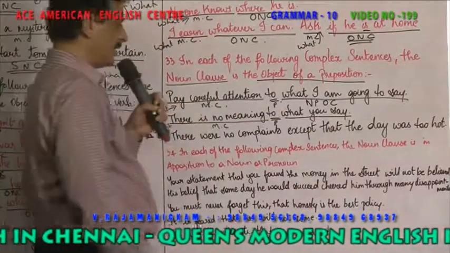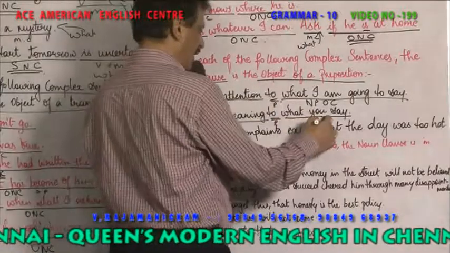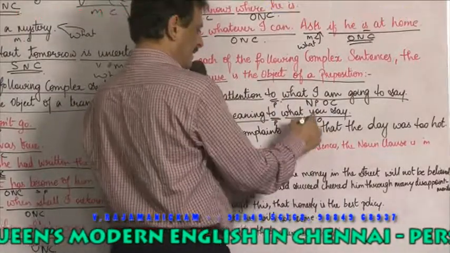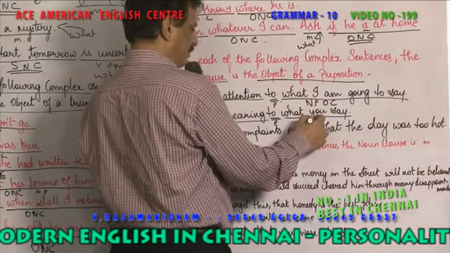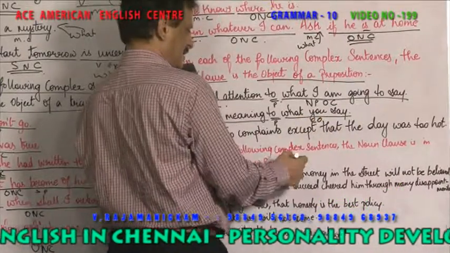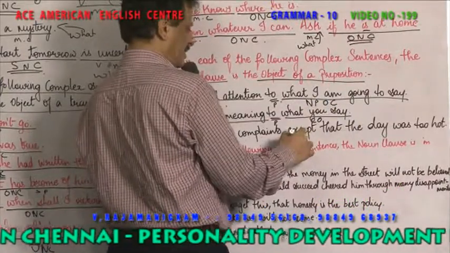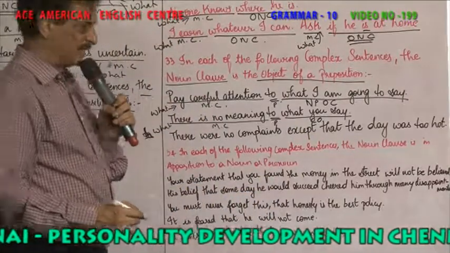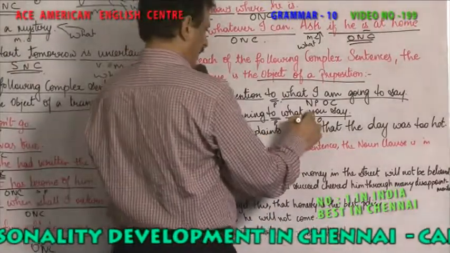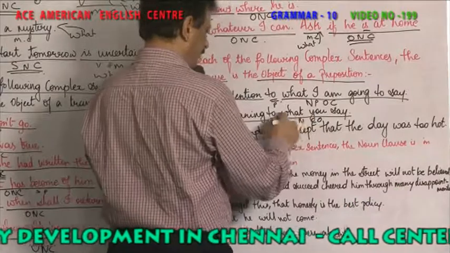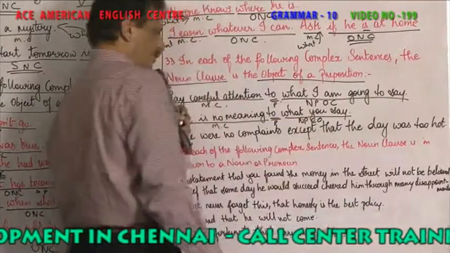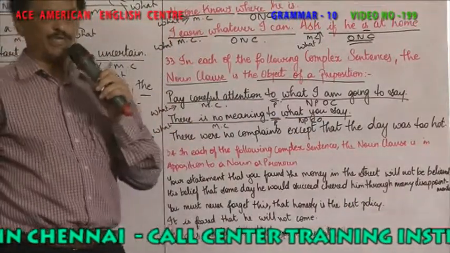To what you say. And after the preposition, the object comes. And since it is a dependent sentence, it comes as a clause. Since it does the function of an object, it is called an object clause, and it does the function of a noun. After the preposition it comes, so it is a prepositional object noun clause.